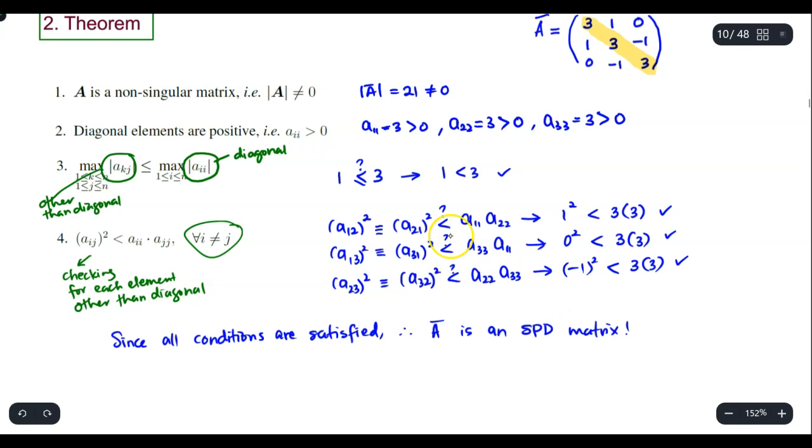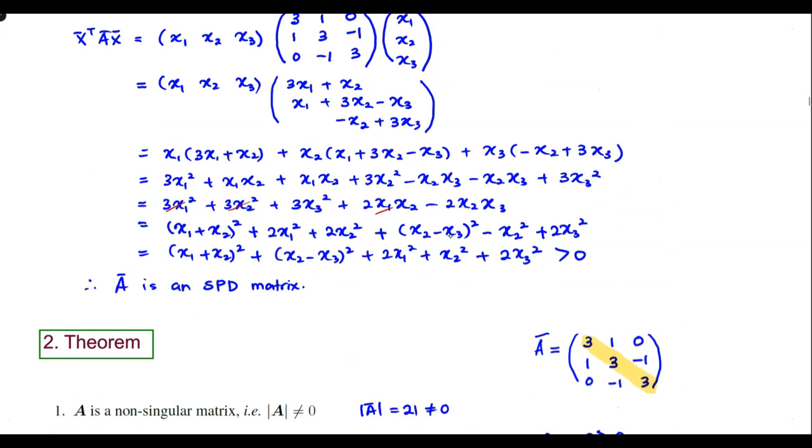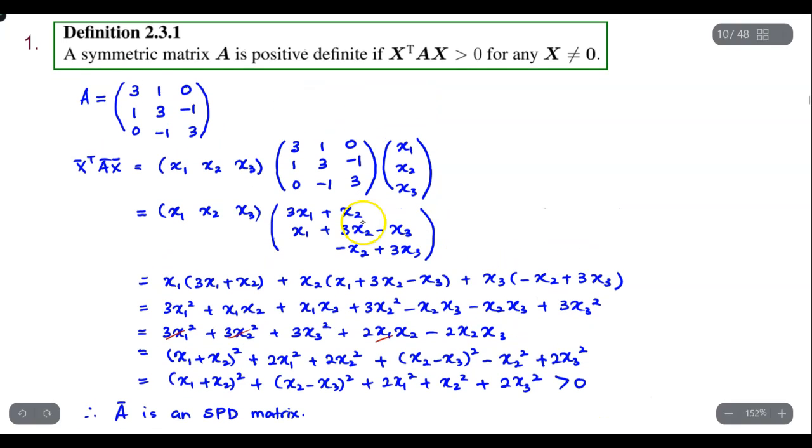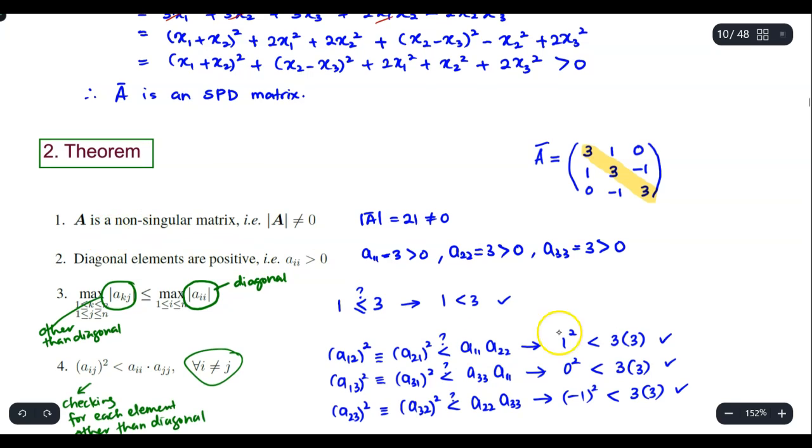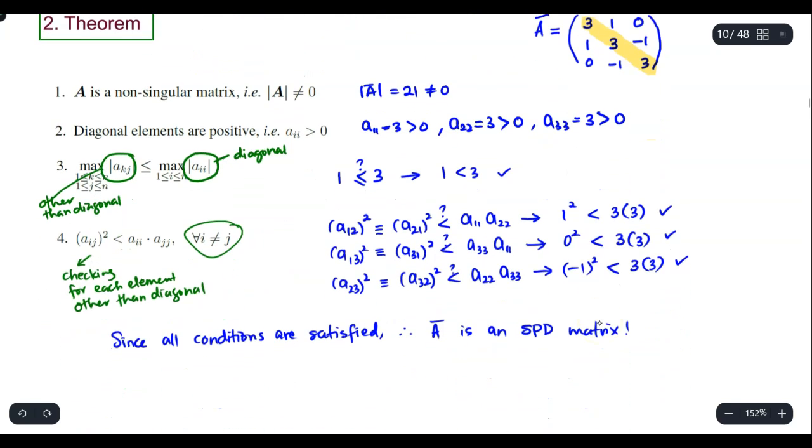Alright, so those are two ways of proving an SPD matrix. First, by using the definition. Second, by using the theorem. So read your question carefully, and determine whether the question asks you to prove by definition or by the theorem. If the question doesn't say anything about which way, then you can choose whichever way you prefer to use.